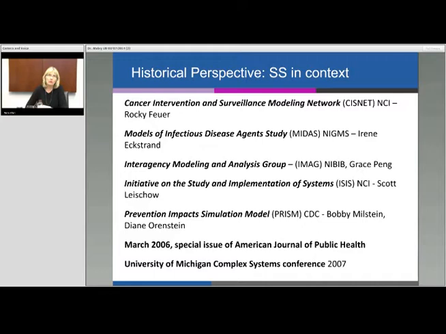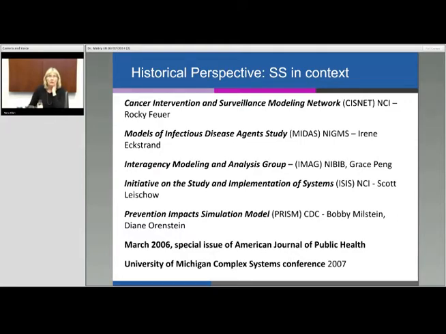These are in the early 2000s. These are both still going on, by the way. Models of Infectious Disease Agent Study out of NIGMS, the Interagency Modeling and Analysis Group, led by Grace Ping at NIBIB. There was also, as I mentioned, at NCI, something I had a small part in, which is the Initiative on the Study and Implementation of Systems, which is mostly systems thinking.